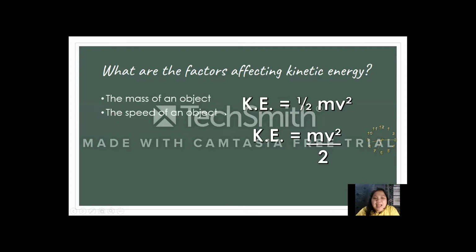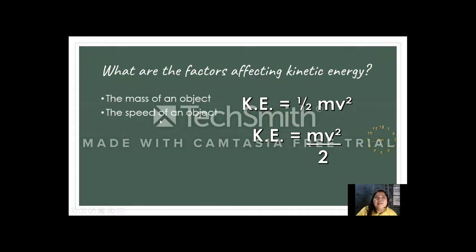This means that when we increase the mass of an object, the kinetic energy doubles. Okay? So if there is an increase in mass of an object, the kinetic energy also increases. And when the speed of an object is increasing, the kinetic energy of that object will also increase. Okay? So those are the factors affecting kinetic energy: mass and speed.